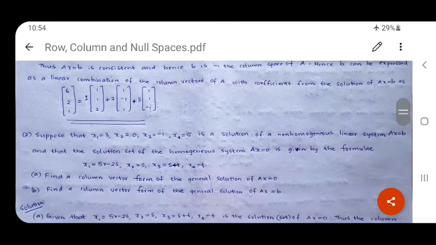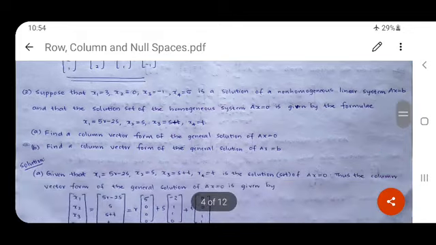Another example: suppose that x1 equal to 3, x2 equal to 0, x3 equal to minus 1, and x4 equal to 5 is a solution of a non-homogeneous system Ax equal to b, and that the solution set of the homogeneous system Ax equal to 0 is given by the formula x1 equal to 5r minus 2s, x2 equal to s, x3 equal to s plus t, and x4 equal to t. Find a column vector form of the general solution of Ax equal to b.